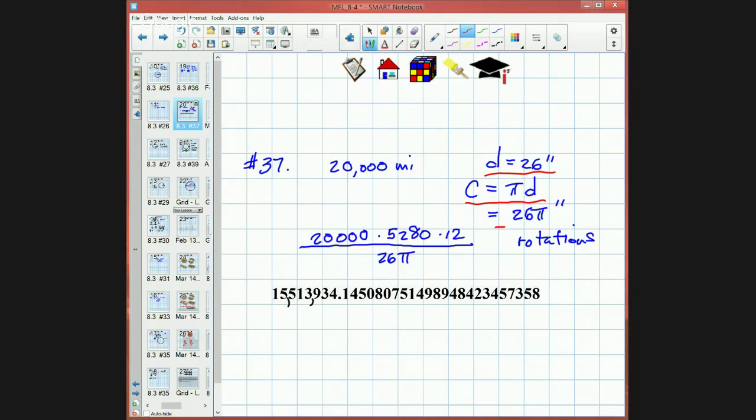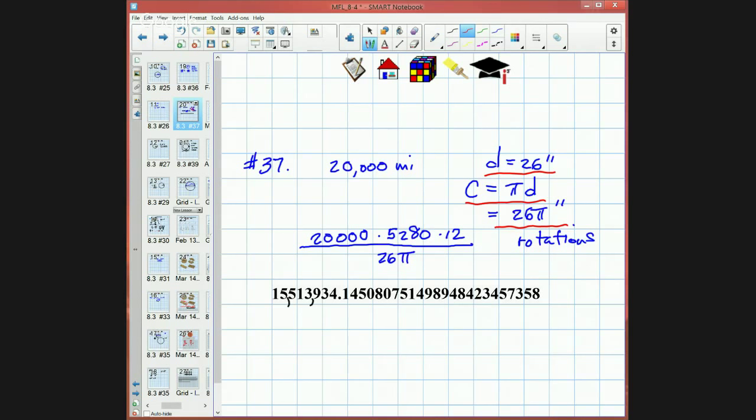And well, here's the answer exactly. I know maybe not what you want to see, but 26 pi inches is how far that wheel goes when it makes one rotation. All right, so each rotation is that many inches. So now, how many of those inches are in 20,000 miles?